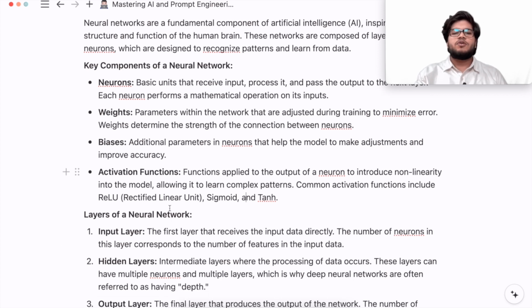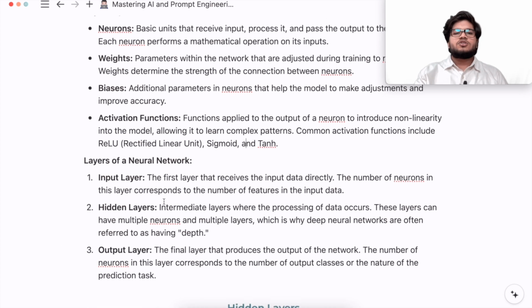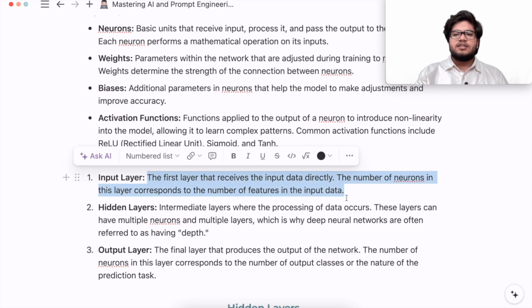Now let us move forward to layers of a neural network. There are three types of layers: input layer, hidden layer, and output layer. The input layer is the first layer that receives input data directly. The number of neurons in this layer corresponds to the number of features in the input data.